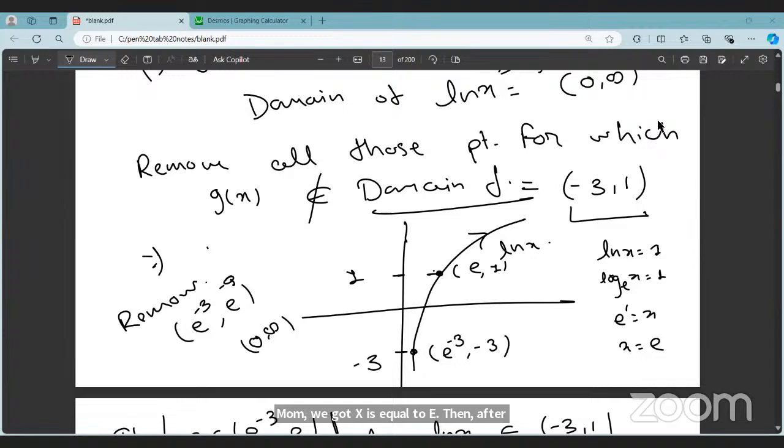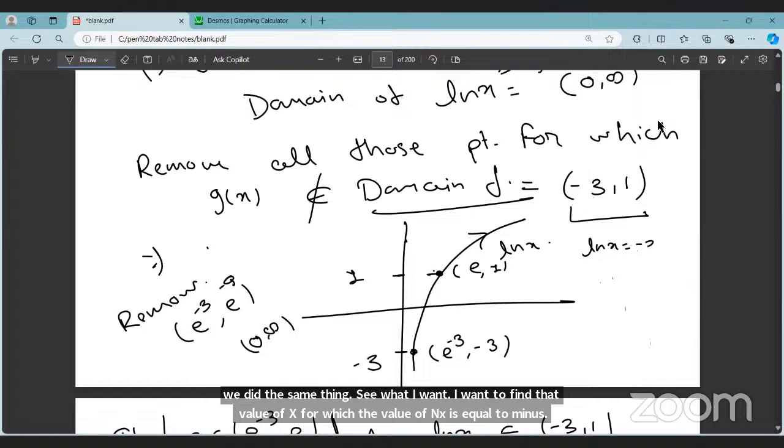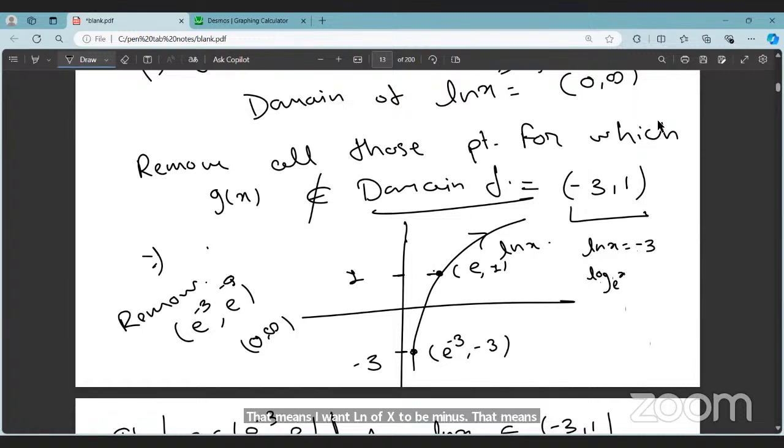Again, we did the same thing. See, I want to find that value of x for which the value of ln x is equal to minus 3. That means I want ln of x to be minus 3, that means I want log base e of x to be minus 3. Again, we use our... Ma'am, why are we saying that ln of x should be minus 3?